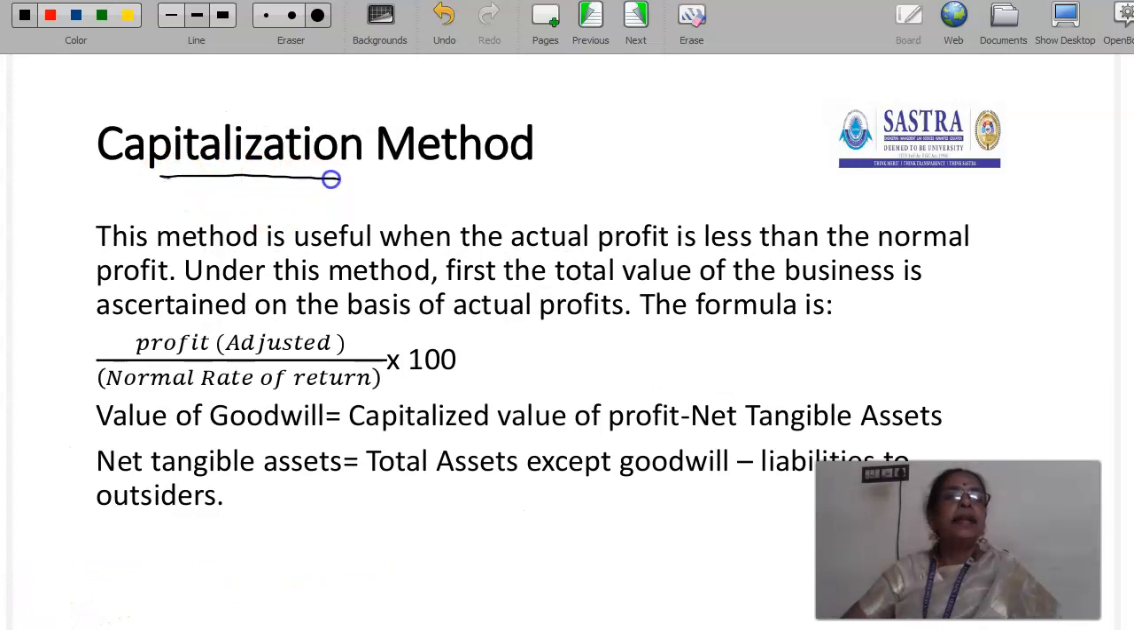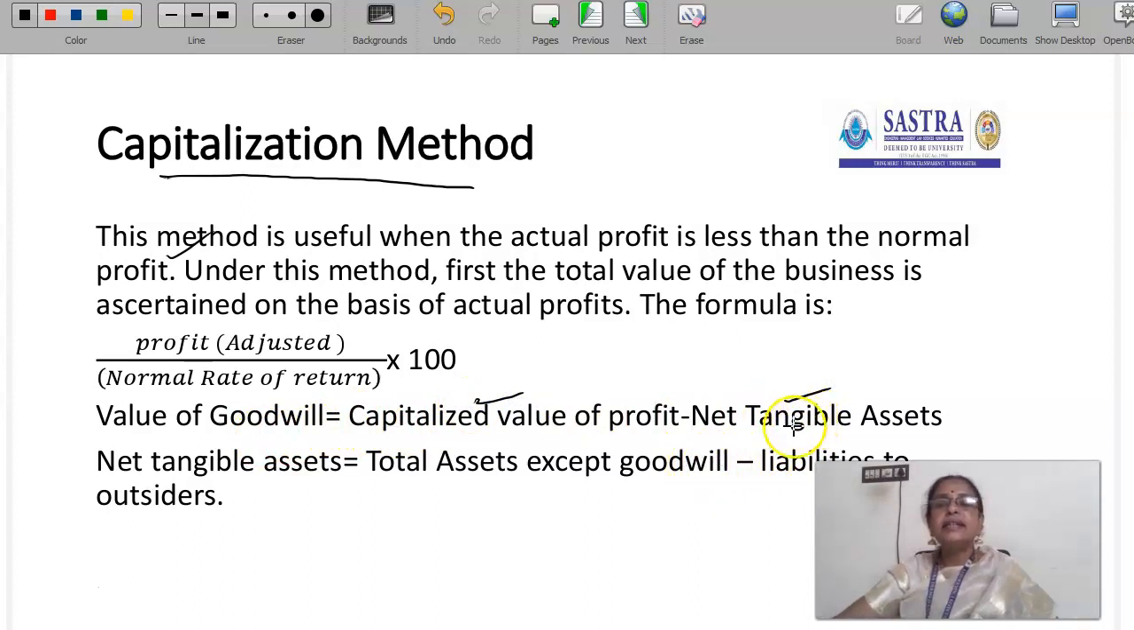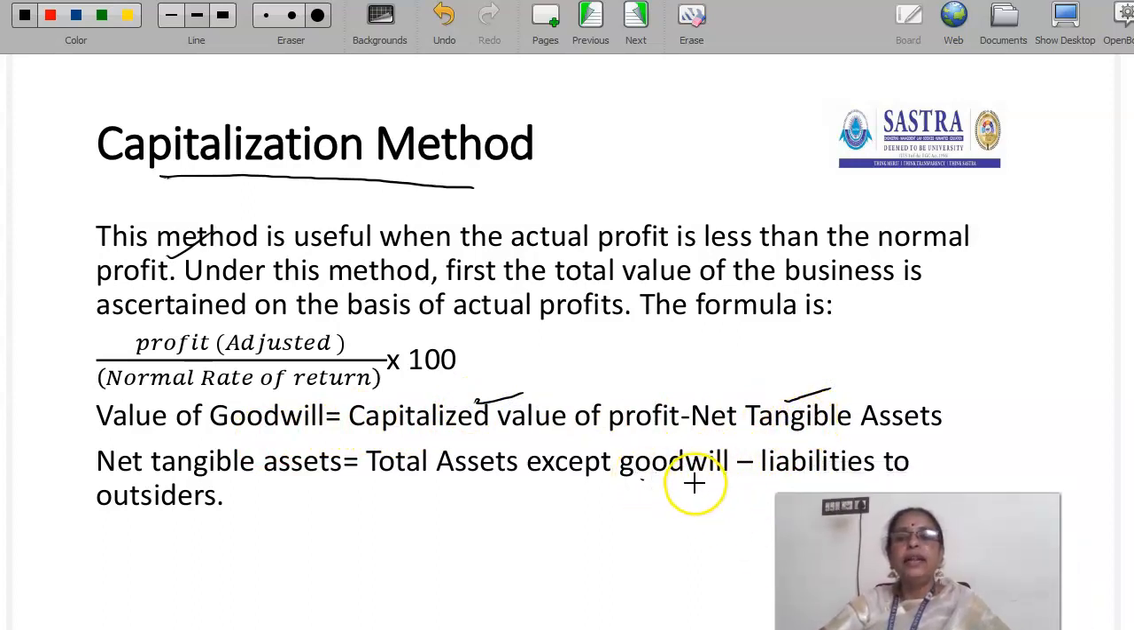Then the next method is the capitalization method. This method is useful when the actual profit is less than the normal profit. Under this method, first the total value of the business is ascertained on the basis of actual profit. Formula is adjusted profit divided by normal rate of return into 100. This is nothing but the capitalized value of profit. Value of goodwill is equal to capitalized value of profit minus net tangible assets. What are net tangible assets? Total assets except goodwill minus liabilities to the outsiders. These are all the formulas to calculate the value of goodwill under the capitalization method.